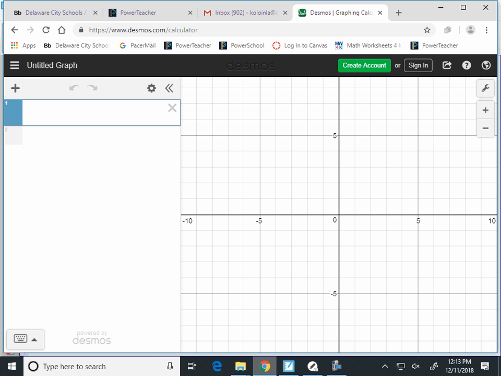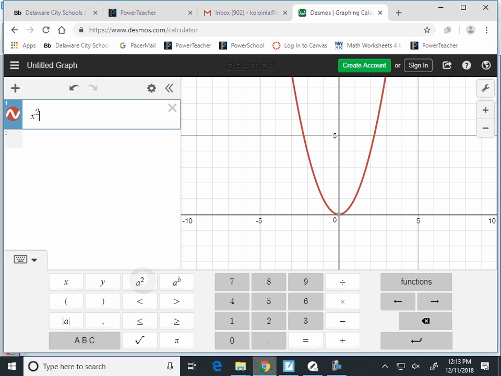X squared minus 10x plus y squared plus 8y plus 16.